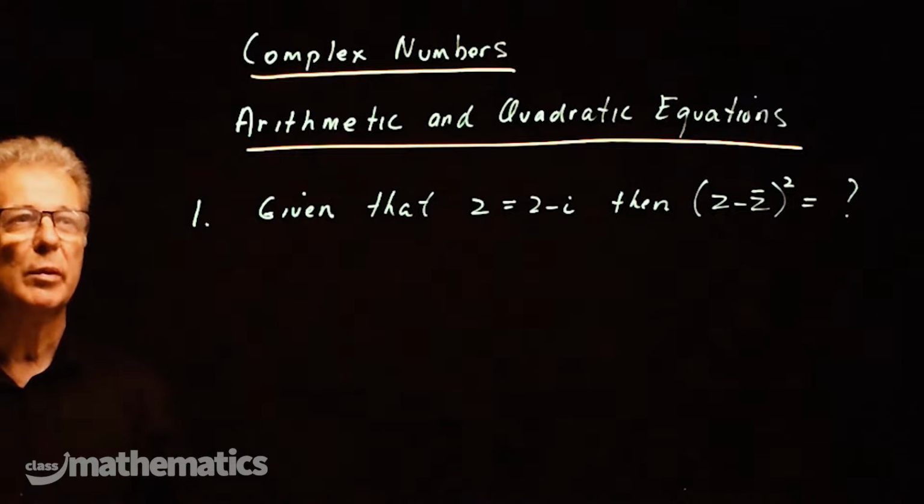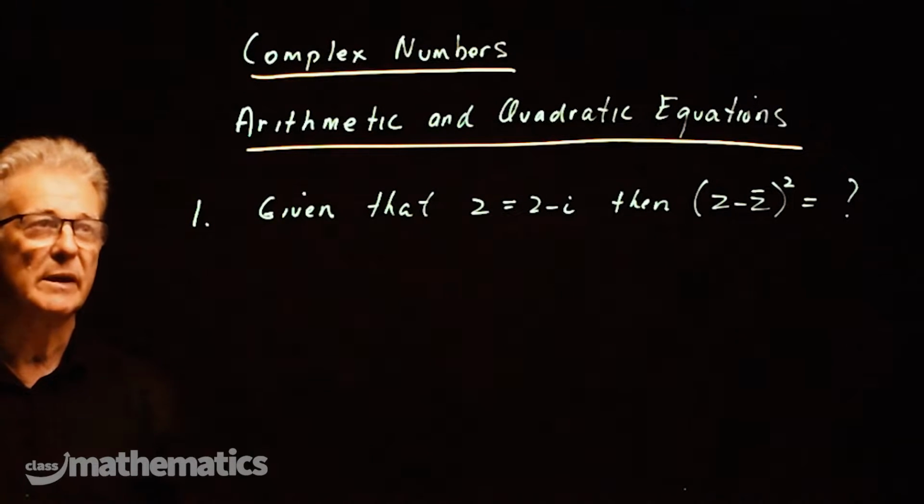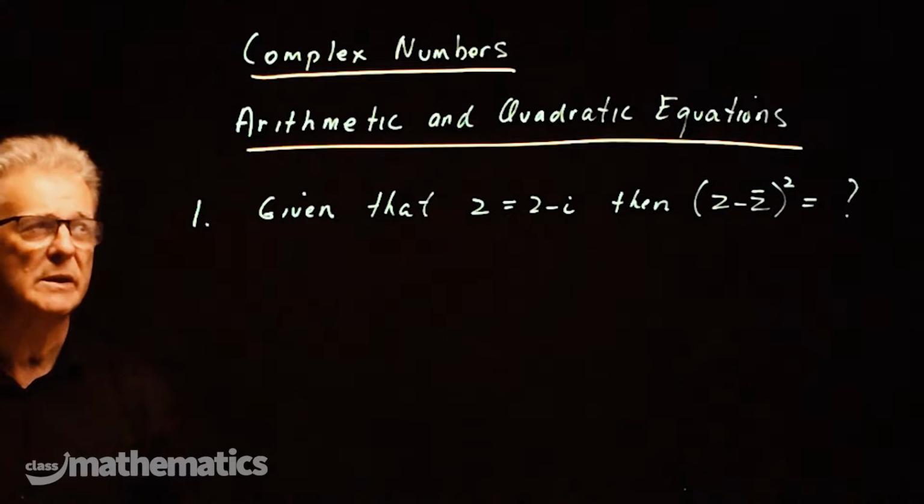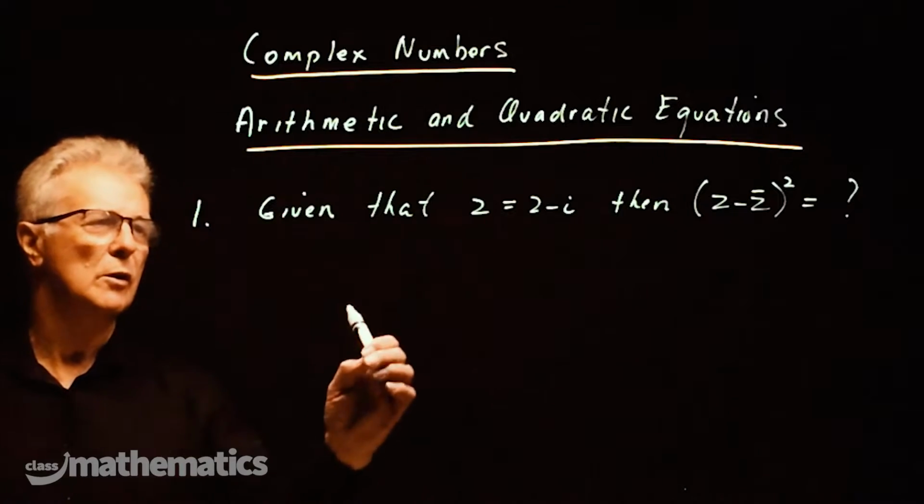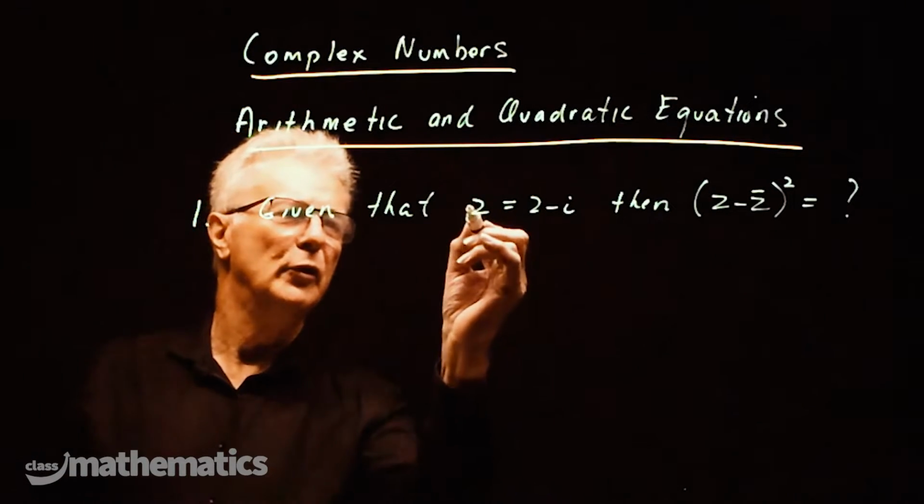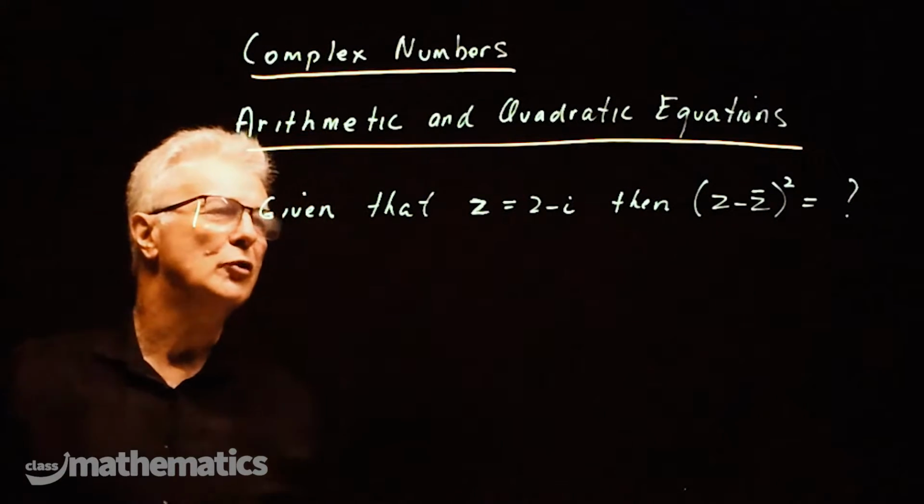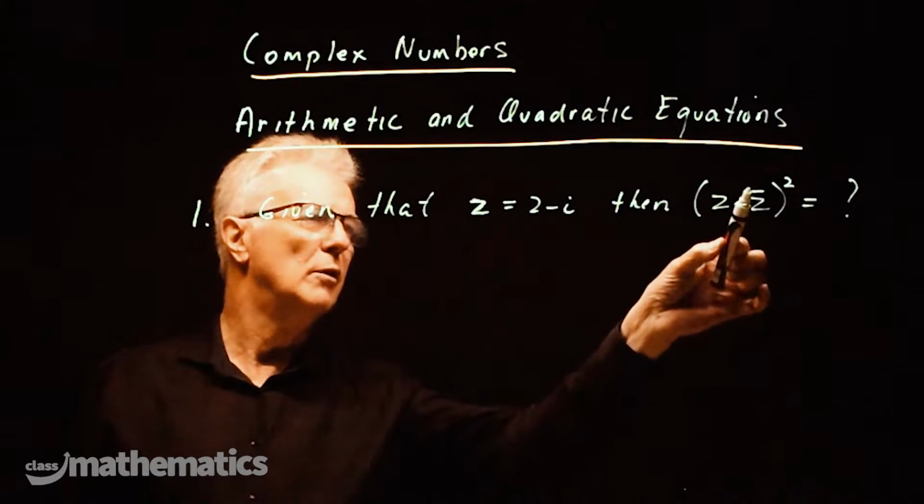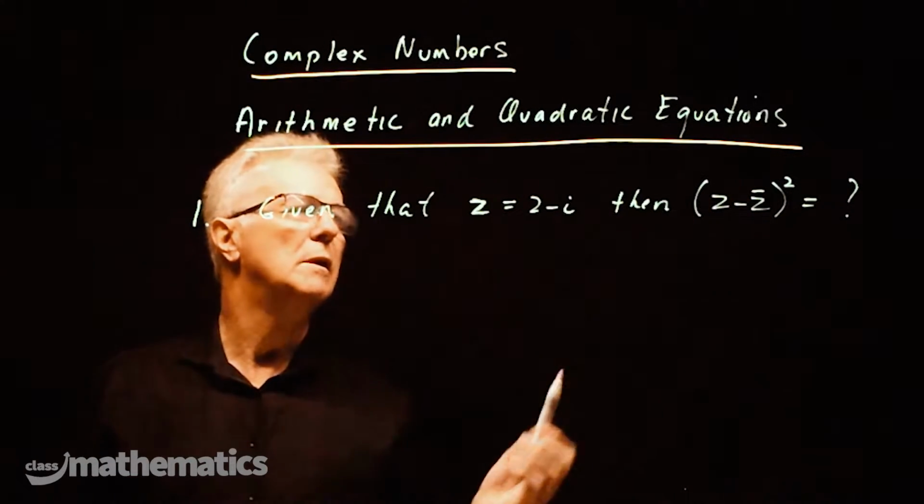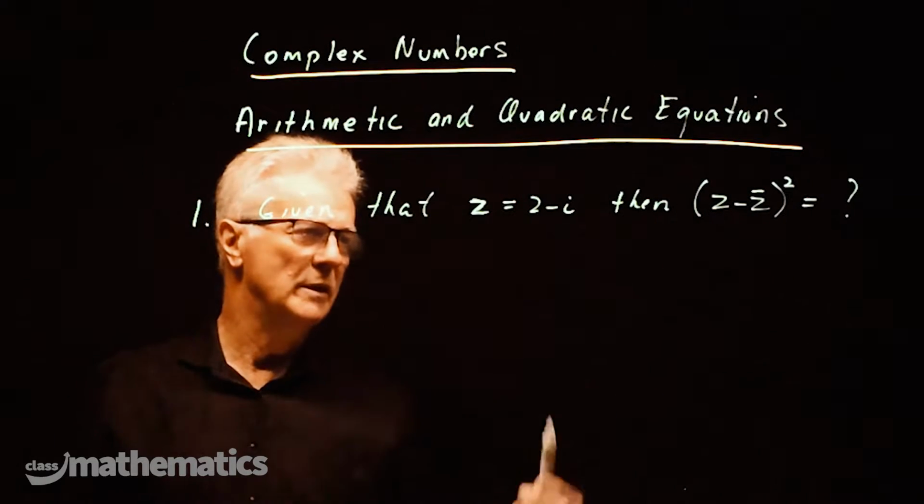Okay, it's a series of complex numbers. The first topic is arithmetic and quadratic equations. Pretty straightforward little one. In number one, we're given that z equals 2 minus i, then z plus z conjugate all squared equals, and we have to work this out.